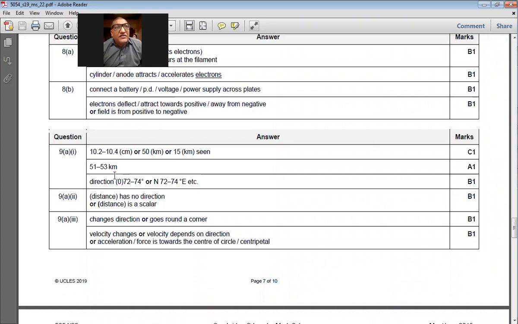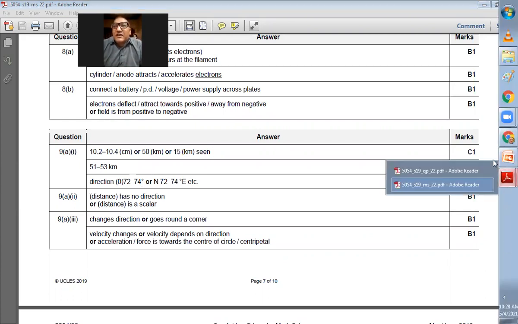51 to 53 kilometers will be the answer, and the direction will be from 72 to 74, north 72 to 73, 74 degrees east. This is the way to write it. From north, you go this much angle towards east. So that's the right direction. The marking scheme is showing up. I hope that you have understood the question. Okay, so let's move to the next part.